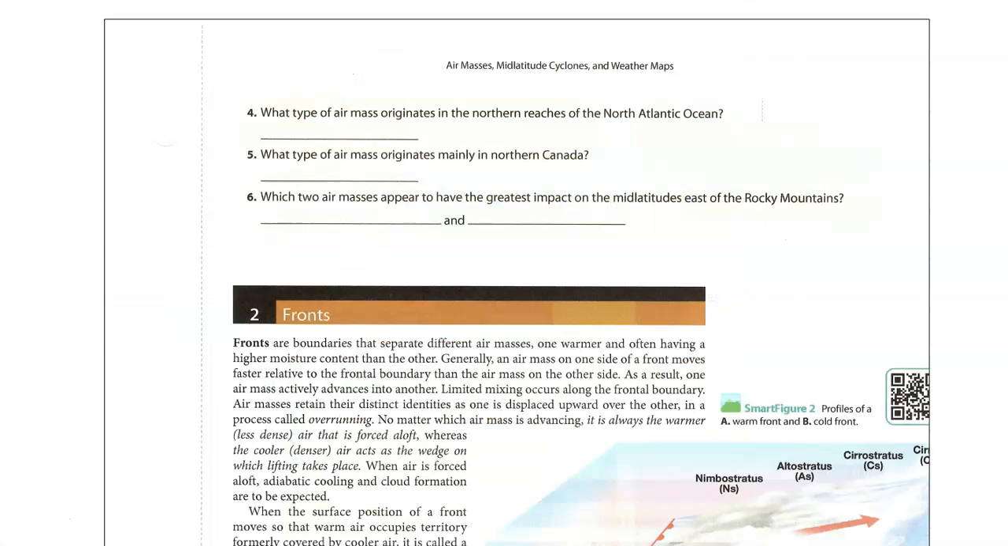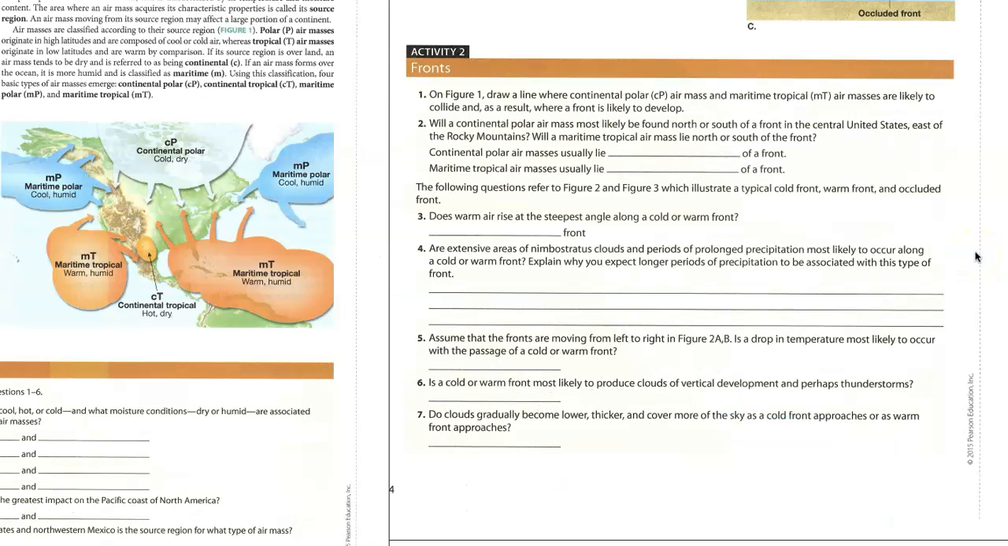It continues on the next page with a few more questions about air masses that originate in various areas. So you just need to be familiar with where you are on the map and which air masses are affecting different areas. The bottom part of this page talks about cold fronts and warm fronts. Activity 2 actually refers back to this original figure.